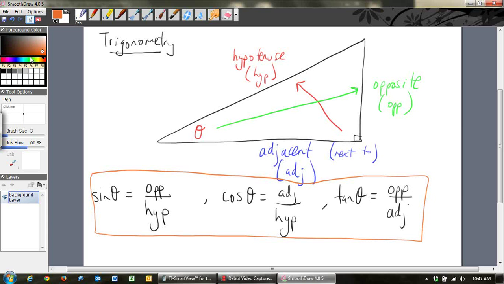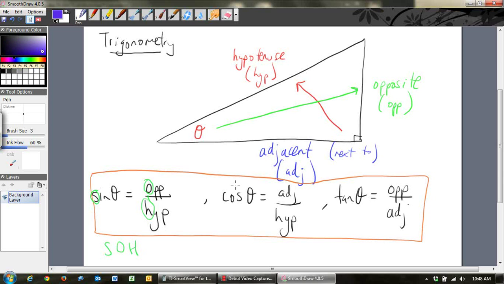Now, if you look at the first letter of each of these things, so you've got sine is equal to opposite over hypotenuse. You get the 3 letters S-O-H. Sine theta equals opposite over hypotenuse. So we call that SOH, S-O-H.